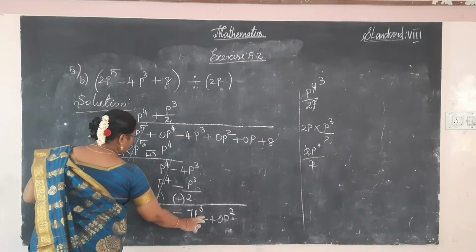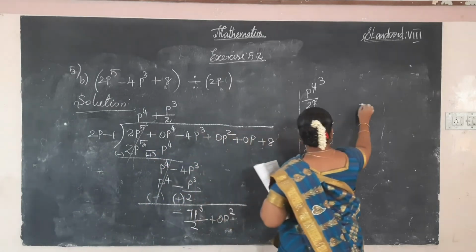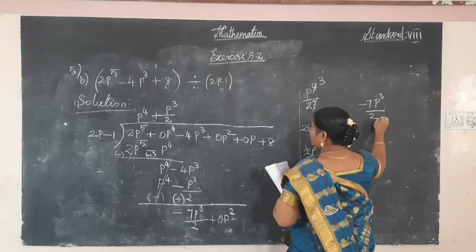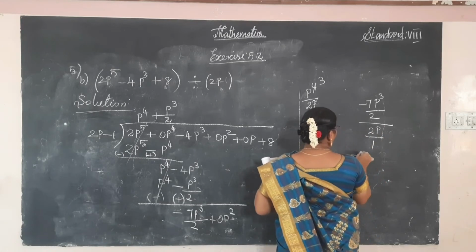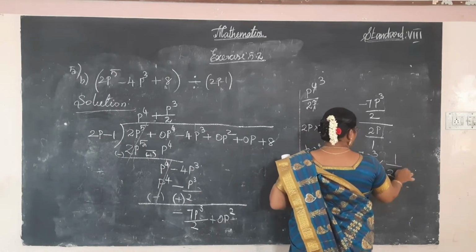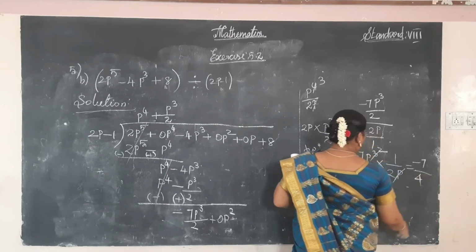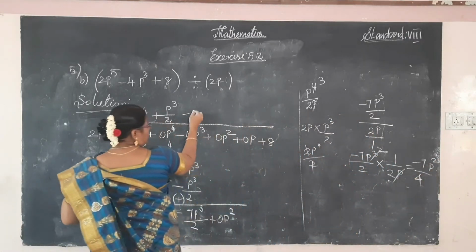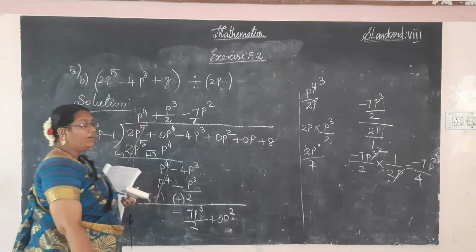As usual, divide the first term of the dividend by the first term of the divisor. So minus 7p power 3 by 2 divided by 2p. That is, minus 7p power 3 by 2 into 1 by 2p. P will be cancelled here too. So what we get? Minus 7 by 4 p power 2. What is the quotient value here? Minus 7p power 2 by 4.